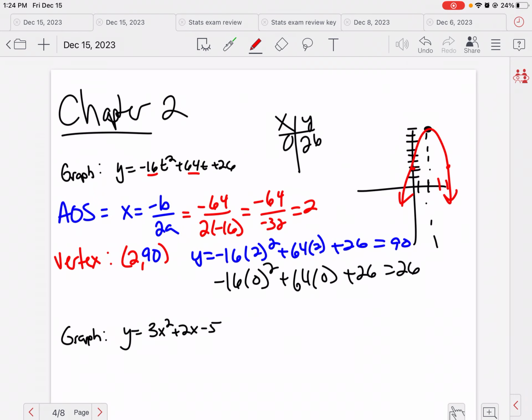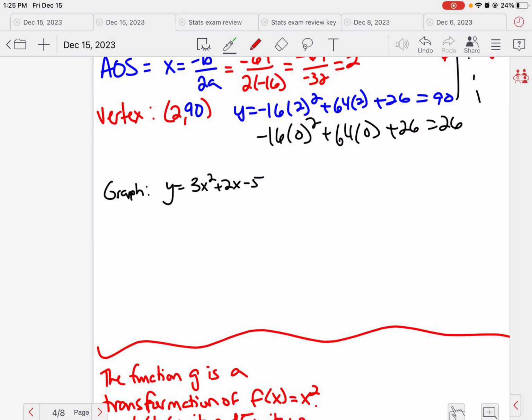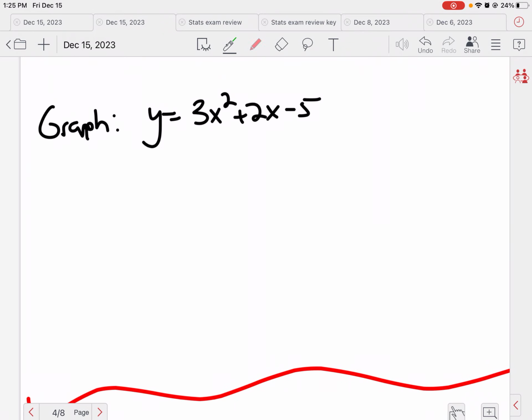Again, knowing this is super helpful. Negative b over 2a is also helpful for completing the square. Same thing, maybe pause the video and see if you can go from here.